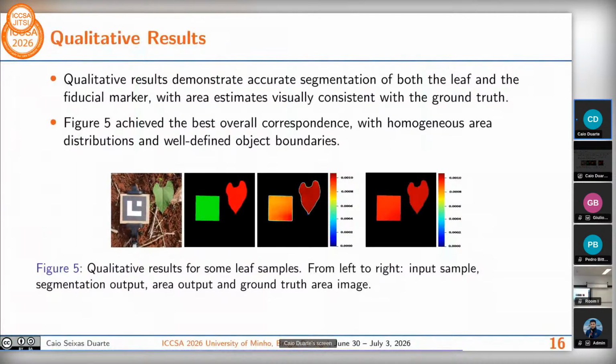In addition to the quantitative evaluation, we also performed a qualitative analysis of the model outputs. Each example presents, from left to right, the input image, the segmentation result, the estimated error map, and the corresponding ground truth. In the first example, we observe a good result. Both the leaf and marker were segmented with high accuracy, showing well-defined boundaries and a very homogeneous error distribution. Visually, the estimated error map is very similar to the ground truth, which demonstrates the model's ability to correctly represent the objects in the image and correctly estimate their areas.